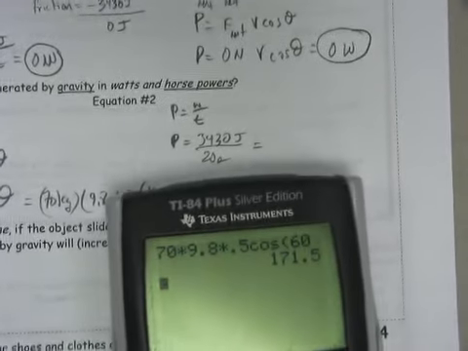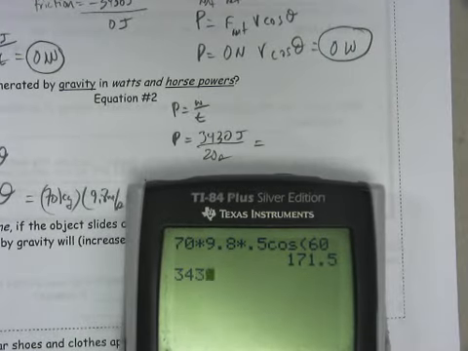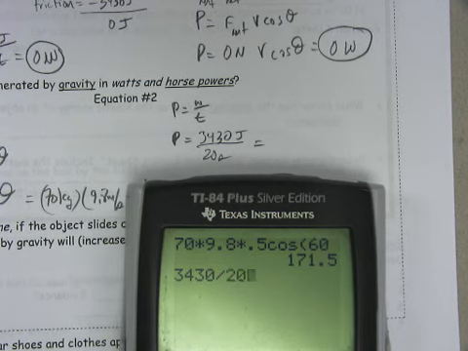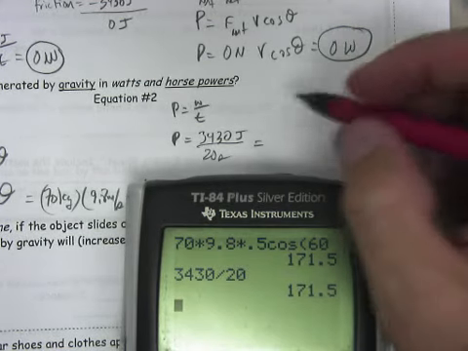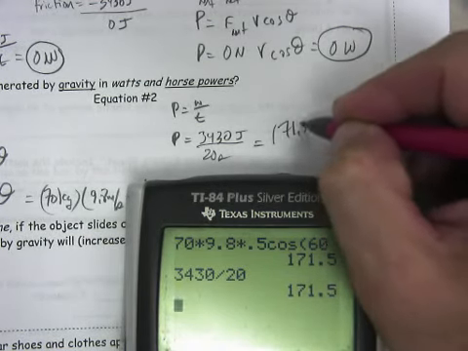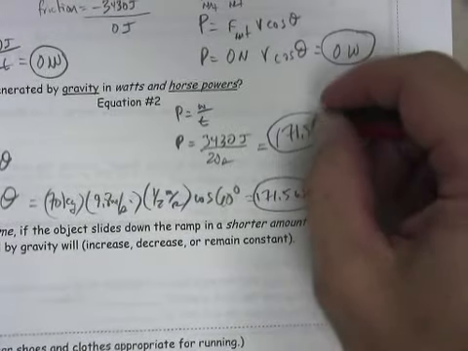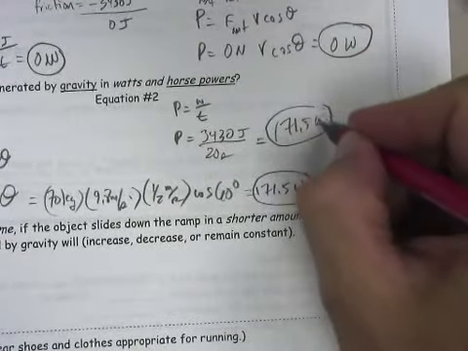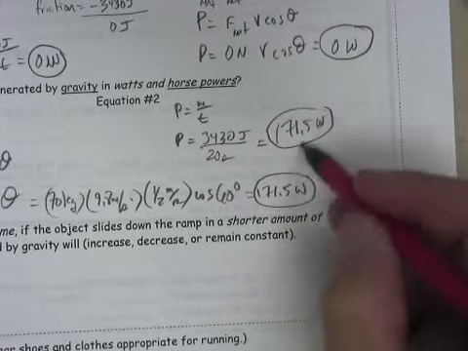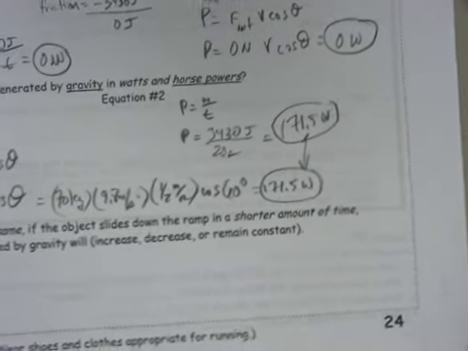And then we can divide those out. So 3,430 divided by 20, and hey, we get the same thing. And we should get the same thing, because power is measured in watts, not joules, and they did the same thing, so that makes sense. They should be doing the same thing.